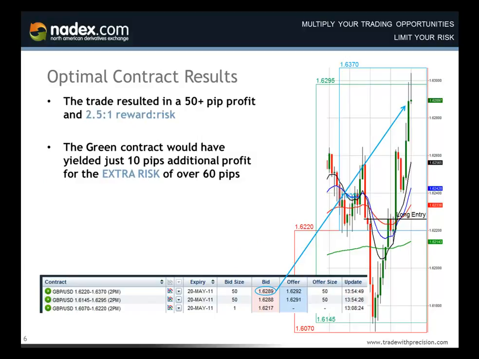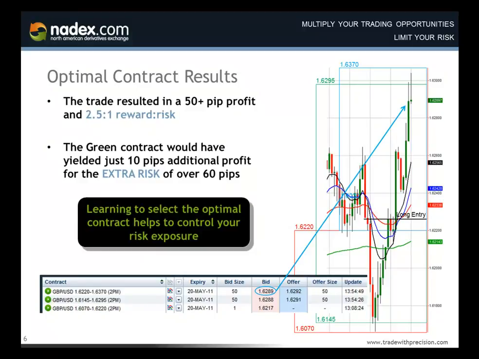In comparison, looking at the green contract, this one would have yielded an additional 10 pips, but it would have cost us an additional risk of over 60 pips. So obviously not worth it in this case. Learning how to select the optimal contract here is key to staying profitable and controlling your risk.